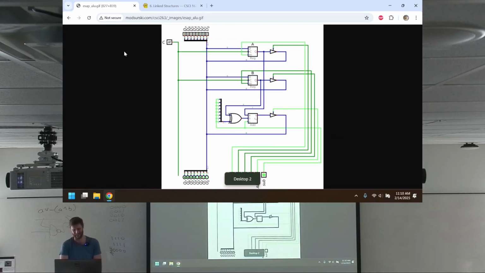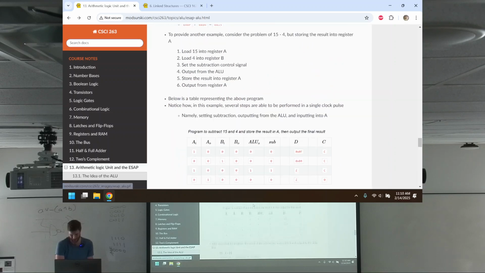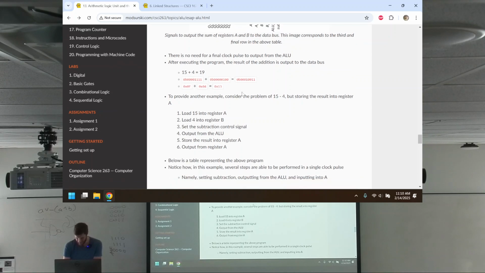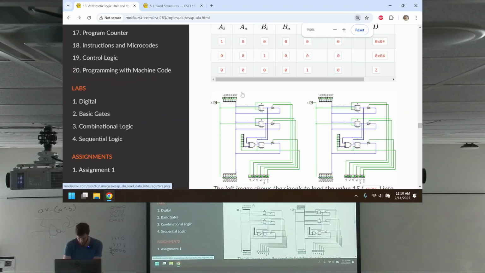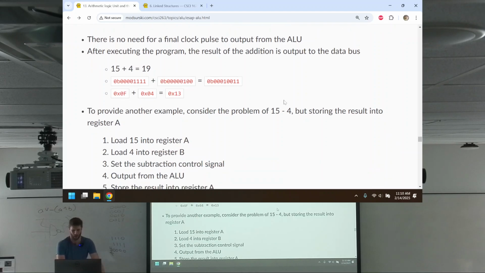Anyways, I realized this GIF, we just did this in digital, right? So this serves more for later when you're reviewing. So I want to make sure I'm not missing anything important here. There's no need for a final clock pulse to output from the ALU, right?